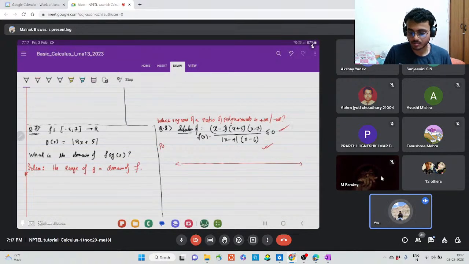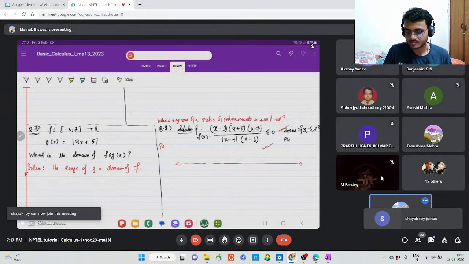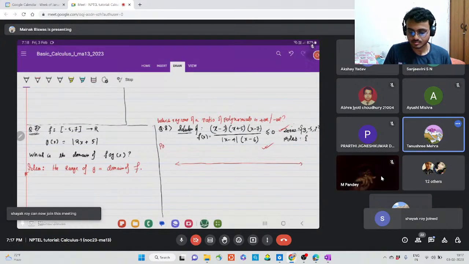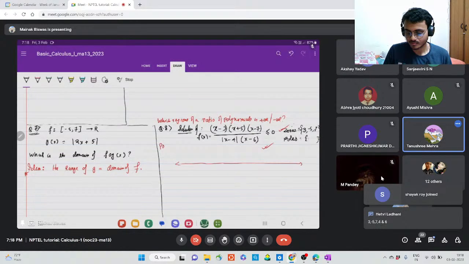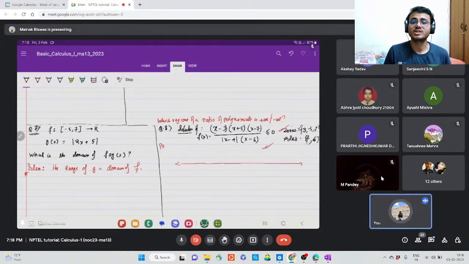So what are the important points? What are the zeros? Zeros are +3, -5, +7. Correct. And what are the poles? Is it +6? Yes. And +4. Correct. So at poles your function is not defined. That is a very important thing you must understand now, right? Because anything divided by 0 does not hold. So your important points include zeros union poles.